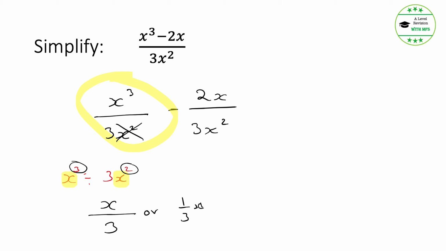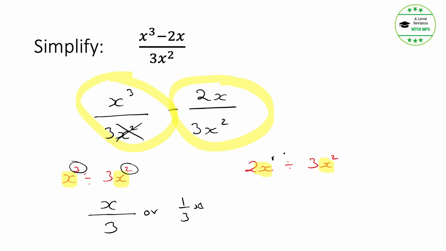Now if we deal with our second fraction over here, we have 2x over 3x squared. Now that's the same as 2x divided by 3x squared. Again, we have the same base term. We have x and x, so that means we can subtract the powers. Now, if we have just x, that's like saying x to the power of 1.